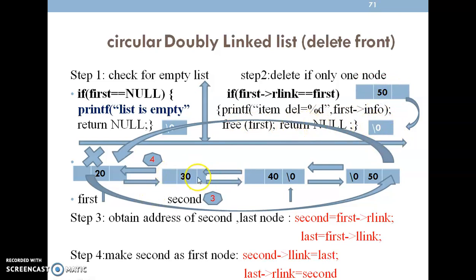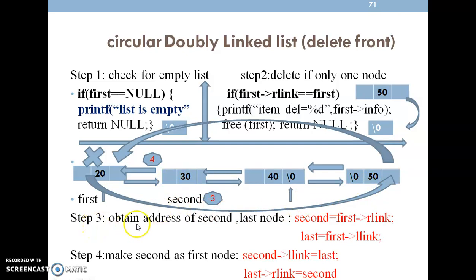Then if it contains more than one node, means in the given list it contains four nodes, what you have to delete? You have to delete the first node. So if I delete this first node, this second node becomes the first node, and you have to change this link also. Earlier first pointer left link contained the address of the last node. Similarly last pointer right link contained the address of first, but now after deleting this, last pointer right link contains the address of second, then second pointer left link contains the address of the last. Those changes you have to make.